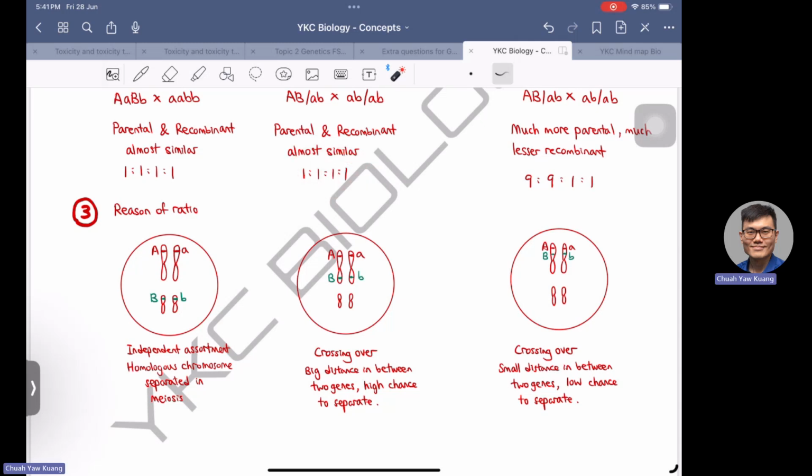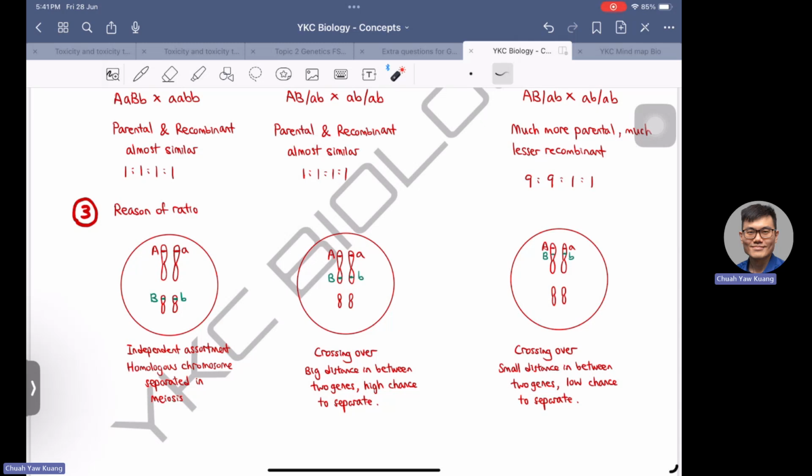So this one, the reason is due to crossing over. Same thing, when crossing over occurs, it will exchange. If not, it's almost impossible, right? Because the big A and big B will tend to go into the same gamete, and small a, small b will go to the same gamete. So during meiosis one prophase one, crossing over will happen. It must happen.